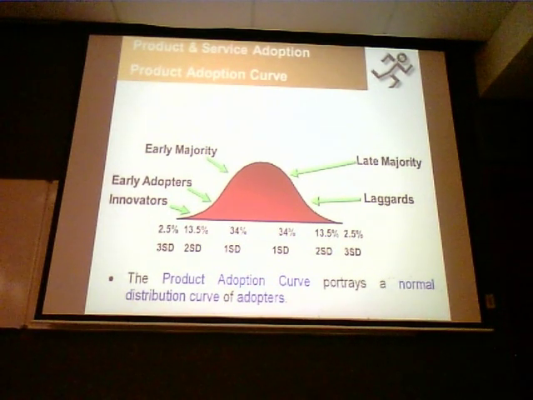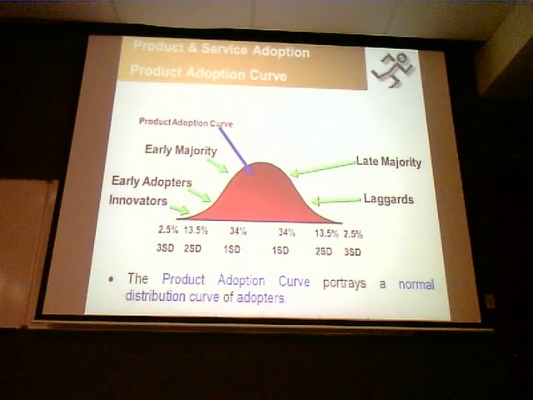A bell curve, or a normal distribution curve. One standard deviation either side is 34% of the customers. Out here, the outliers, are 2.5% of the customers. Now these outliers are called innovators. They then pass it to the early adopters, and then the majority of us pick up the product here. So that red curve is what we call the product adoption curve.